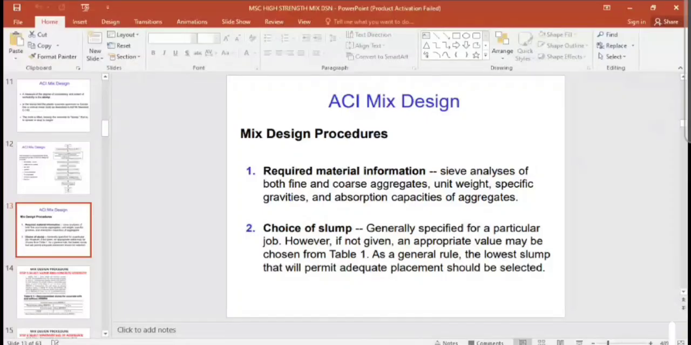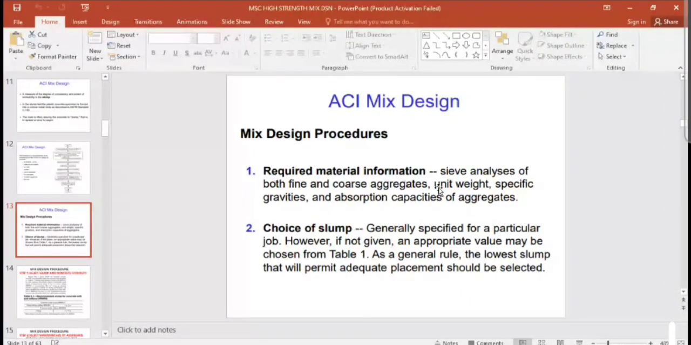So number one, we require the material information. We must have sieve analysis of the coarse and fine aggregate. For the fine aggregate, we need the fineness modulus. If fineness modulus is known, we can decide a lot of things. We'll see in the upcoming slides how we decide the water cement ratio and the fine aggregate content. So fineness modulus is important. Then unit weight, specific gravity, and water absorption capacity. All this information is required initially.